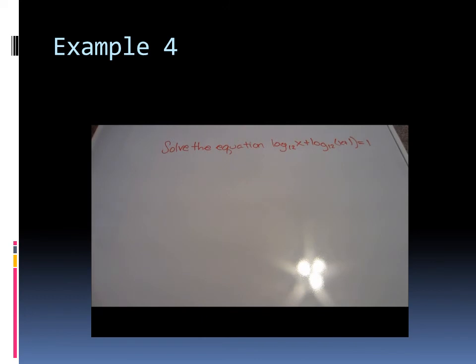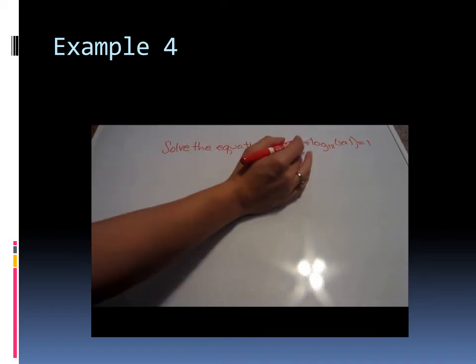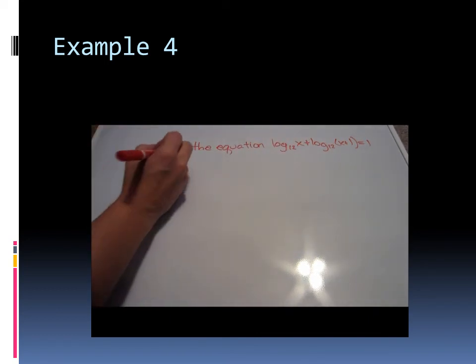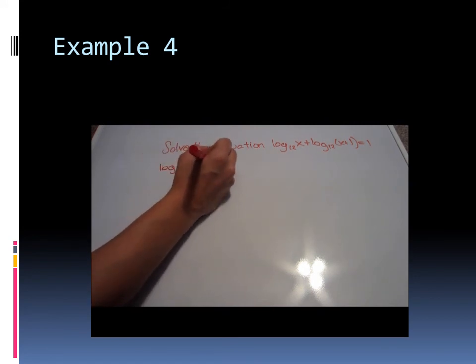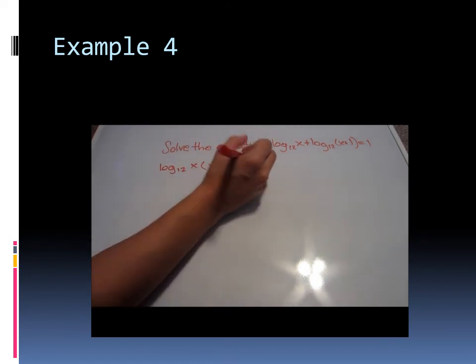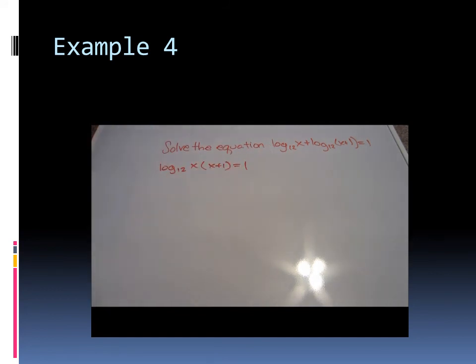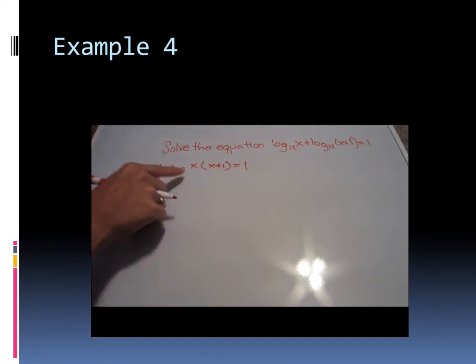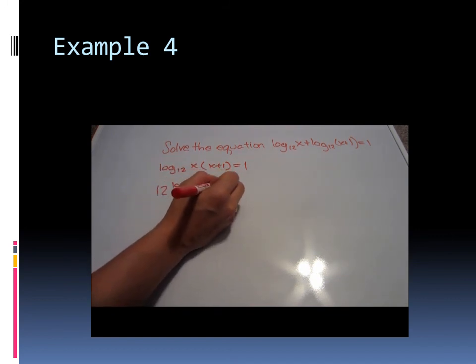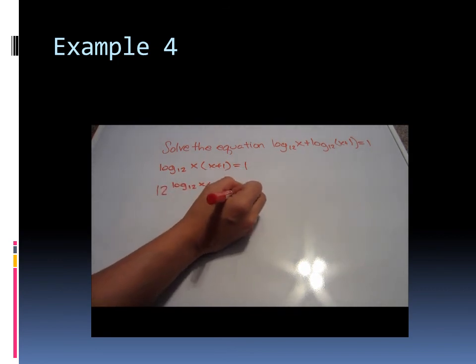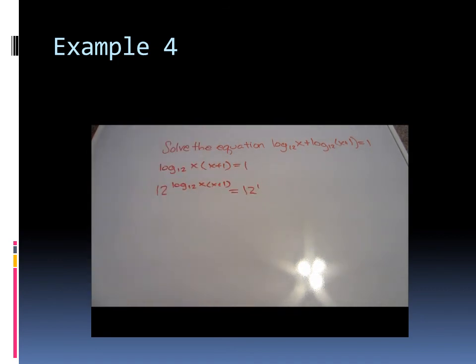Here we're solving the equation log base 12 of x plus log base 12 of x plus 1 is equal to 1. Since we have addition, we're using the product rule, so we're going to put them together by multiplying. So log base 12 of x times x plus 1 is equal to 1. Now we're going to use base 12 because that's the base of our logarithm and raise both of these as exponents. So we have 12 to the log base 12 of x times x plus 1 equals 12 to the first.